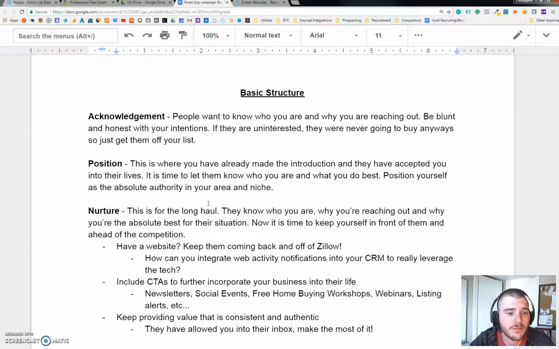To start us off, I recommend that every single drip campaign start with one acknowledgement email. So what's an acknowledgement email? People want to know who you are, where you came from, why you're reaching out, what the context of the relationship is, or how you even know this person. You're going to put it all out there. You have to be clear and honest about what you're trying to accomplish with these emails, because if they're not interested in hearing the information, then hopefully they'll just unsubscribe, and you can focus on who actually matters, because they were never going to buy in the first place anyway.